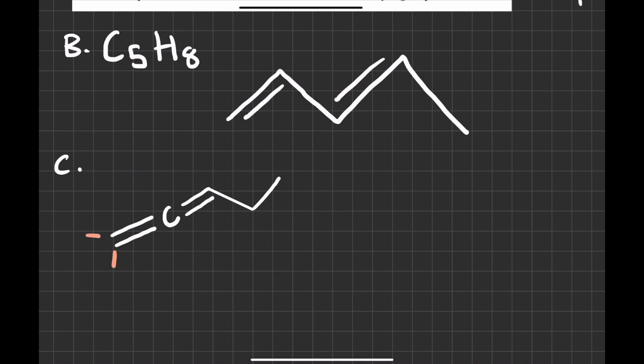1, 2, 3, 4, 5, 6, 7, 8. So we have 8 hydrogens, meaning that this in fact is the structure for 4C.